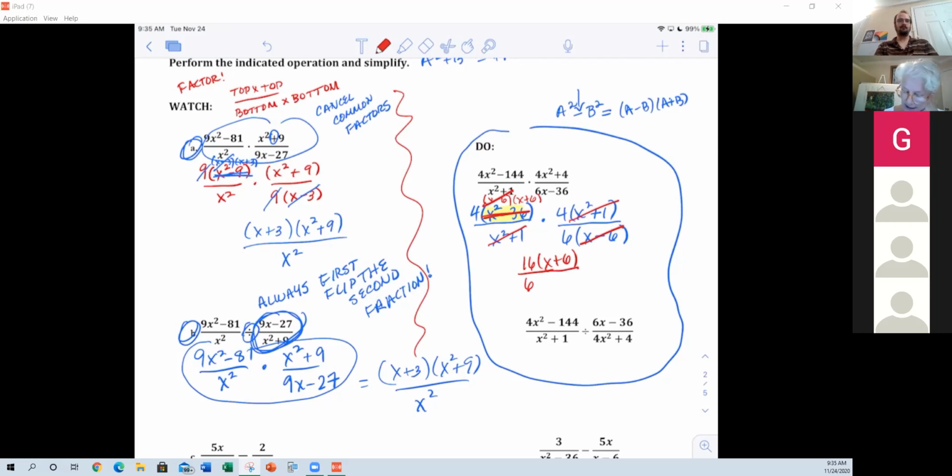Okay. So is there anything else I can do to this? No. Okay. 16 and 6, they both have what common factor? What do they both have that will divide into them? Two. Uh-huh. So I can divide 2 into both 16 and 6, right? So that's going to give me 8 times x plus 6 divided by 3, because 16 over 6 reduces to 8 over 3.